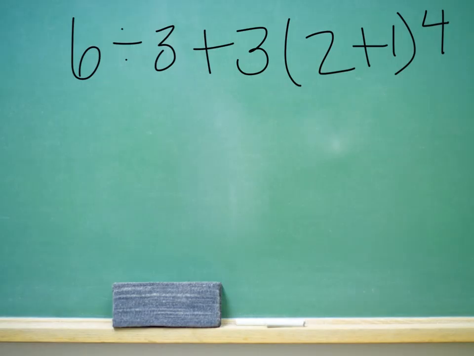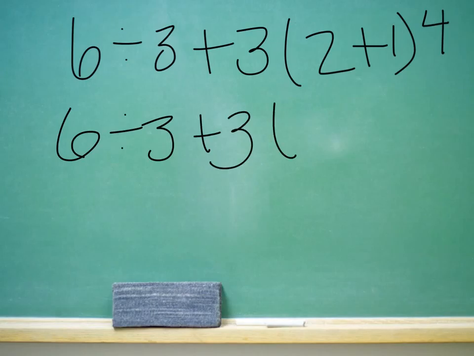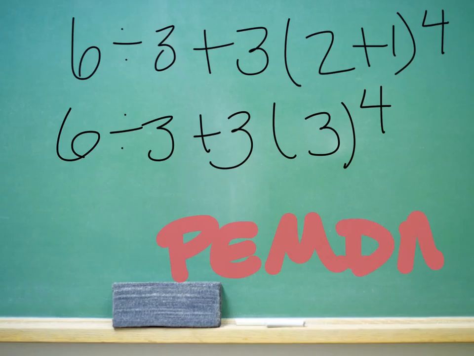Here we have 6 divided by 3 plus 3, open parentheses, 2 plus 1, close parentheses, to the power 4. So, what do we do? Well, we are going to bring everything down but the parentheses. So 6 divided by 3 plus 3, open parentheses, 2 plus 1 equals 3, close parentheses, to the power 4. Remember, we have our synonym for PEMDAS. Remember what PEMDAS is?